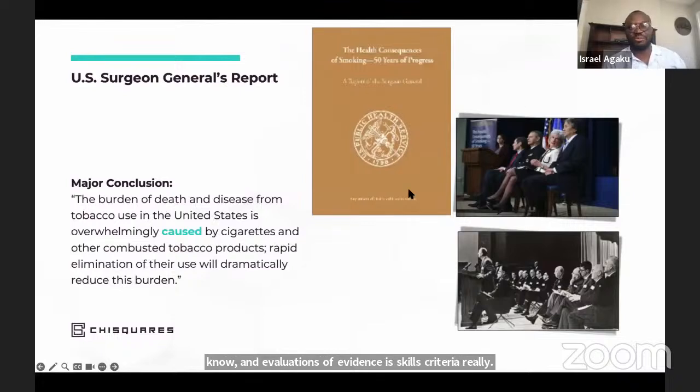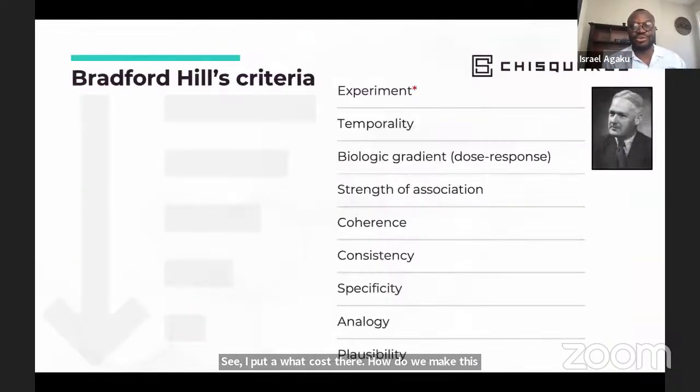So in a Surgeon General's report like this, we might come out and say the burden of death and disease from tobacco use in the US is overwhelmingly caused by it. See, I put the word cause there. How do we make those conclusions? This is the exact framework we use. We use Hill's criteria in the Surgeon General's report to make those kinds of statements.